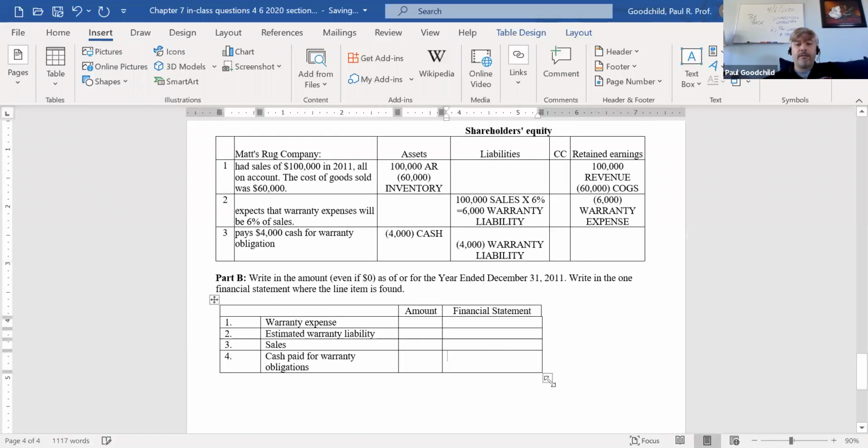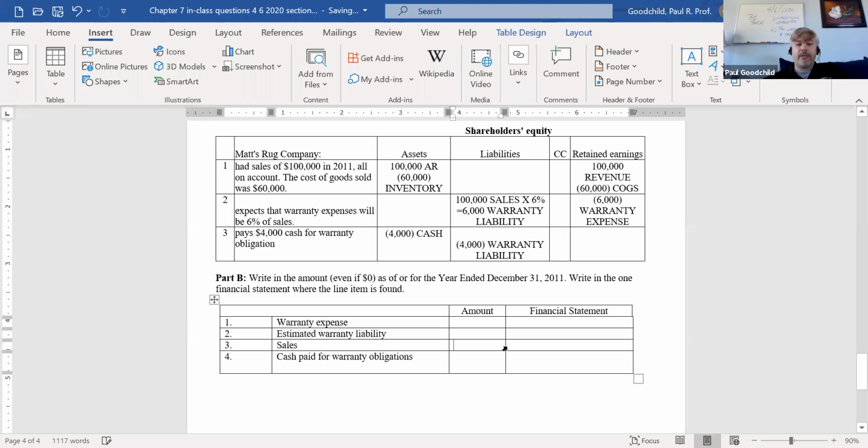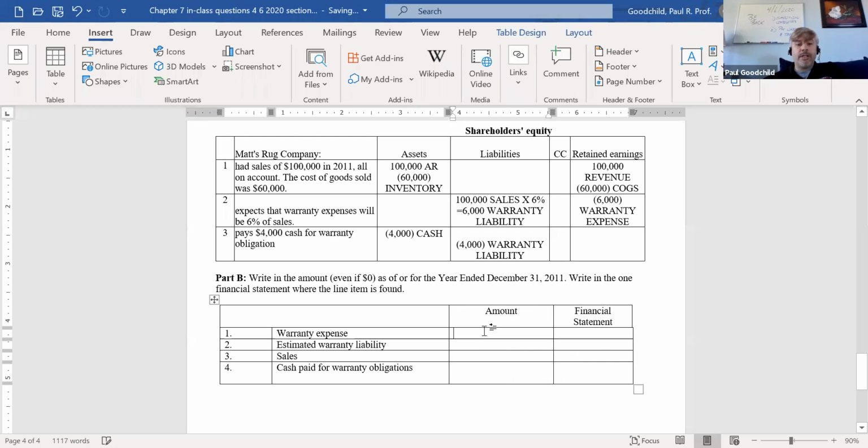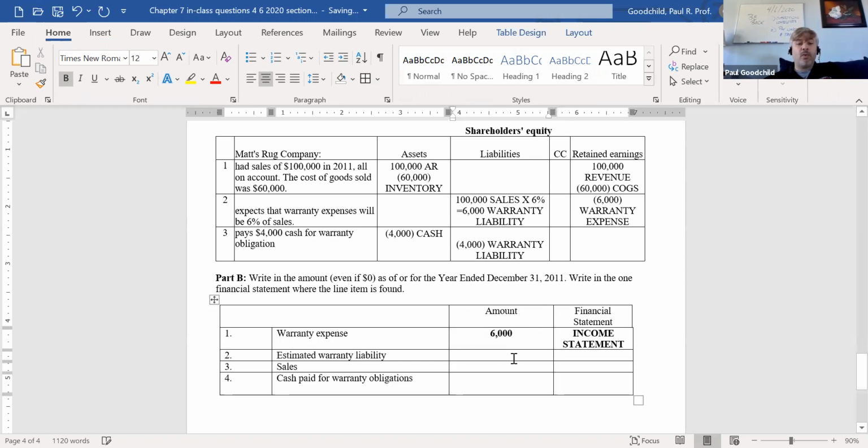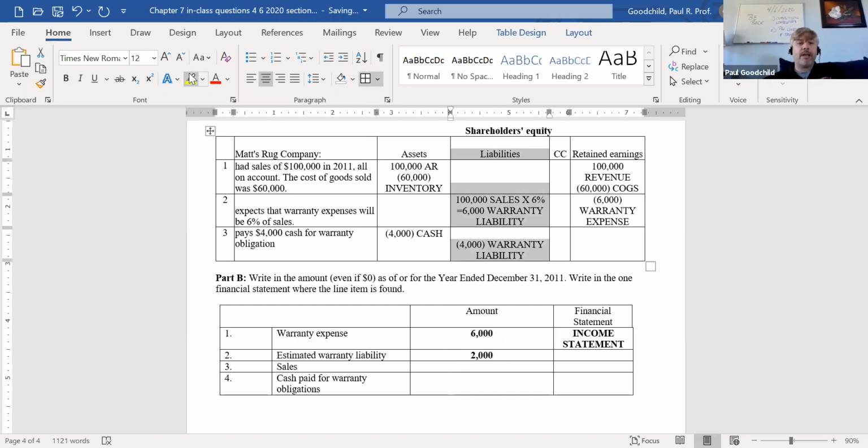So at the end of the year, the company's going to have the following amounts on their financial statements. Warranty expense would be 6,000, and that's going to be on the income statement. The estimated warranty liability will be 2,000. And that 2,000 comes from what's remaining in the warranty liability category here. So that's 6,000 warranty expense minus the 4,000 paid. And that liability is recorded on the balance sheet.